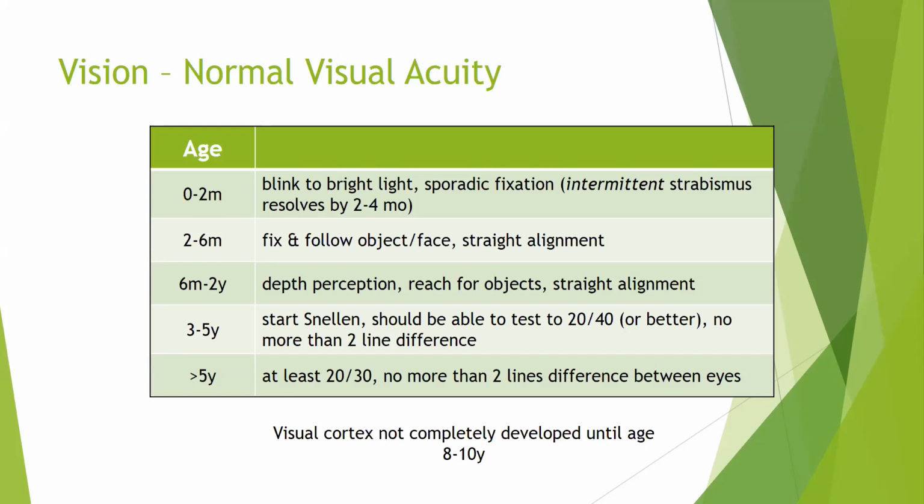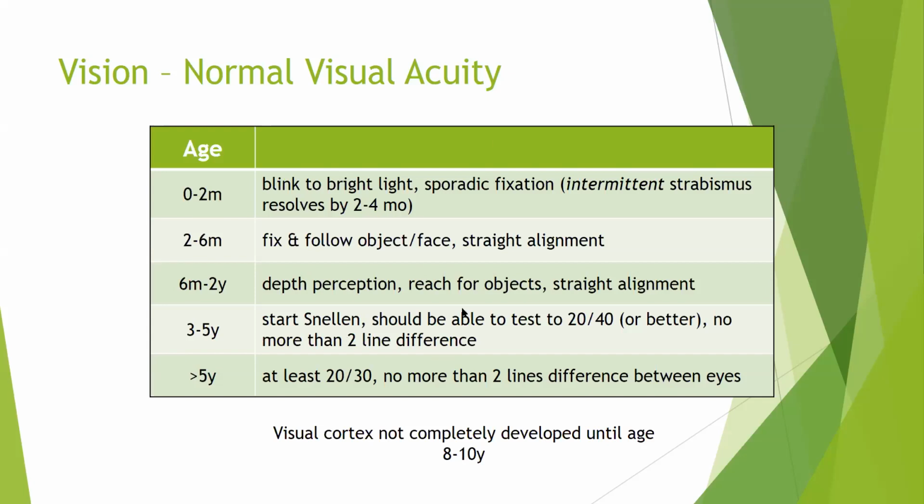At 3 to 5 years, we are able to use the Snellen test. So we can use a Snellen chart. And for these kids, it's a little bit different. We'll go over what that looks like in a minute. But they should be able to do this at least to a 20/40 or better. And then greater than 5 years, now they're at 20/30. No more than 2 lines difference between eyes, right?